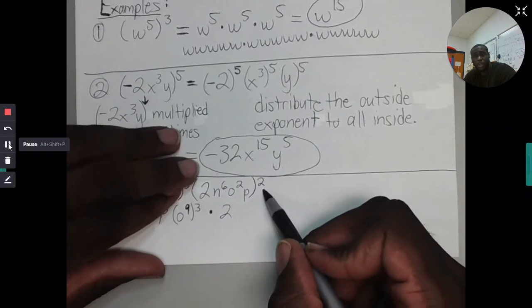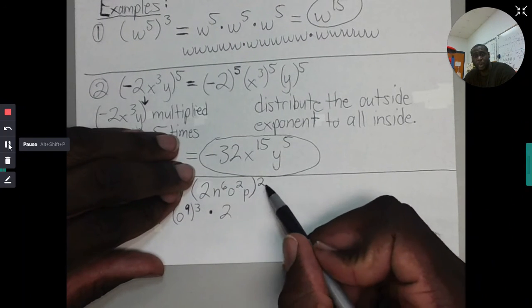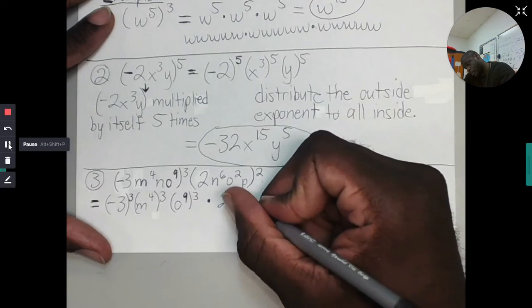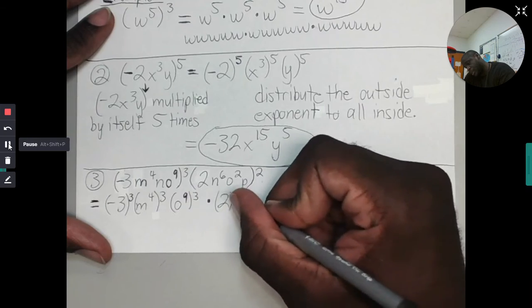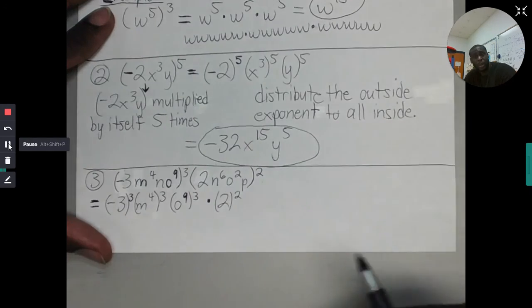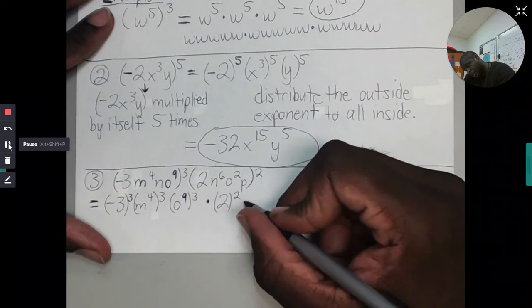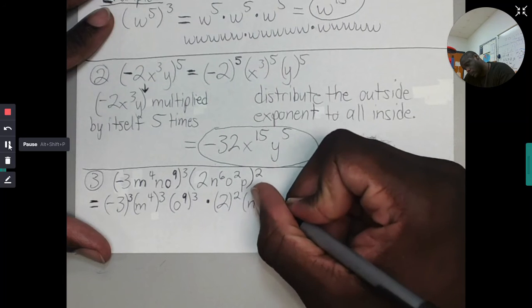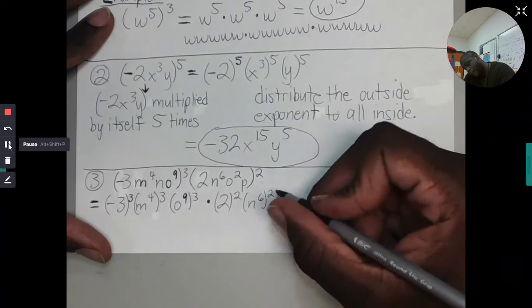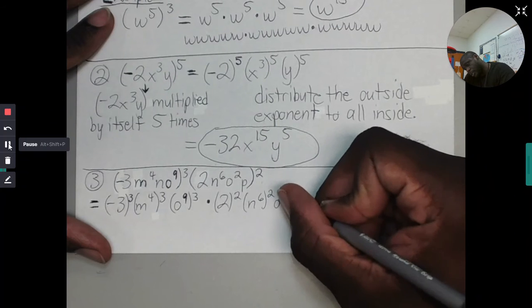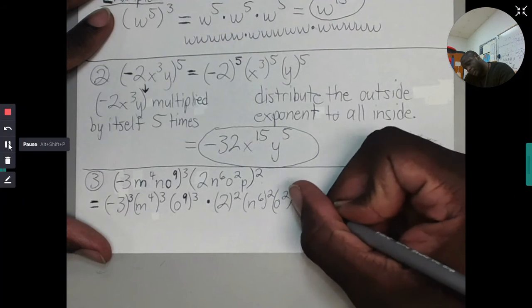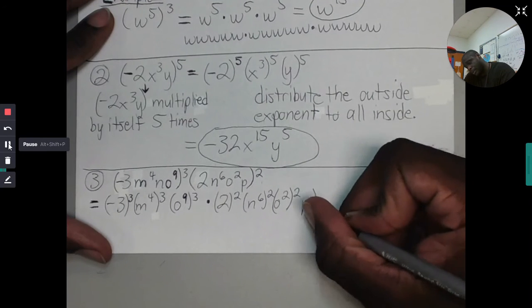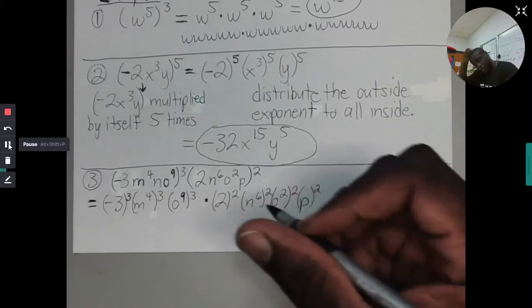If we distribute this 2 to every exponent over here, 2 raised to the 1st power, because technically that exponent's 1, and it's raised to the second power here. N to the 6 raised to the second power. O to the second power raised to the second power. And then P raised to the second power. So we're distributing all of that.